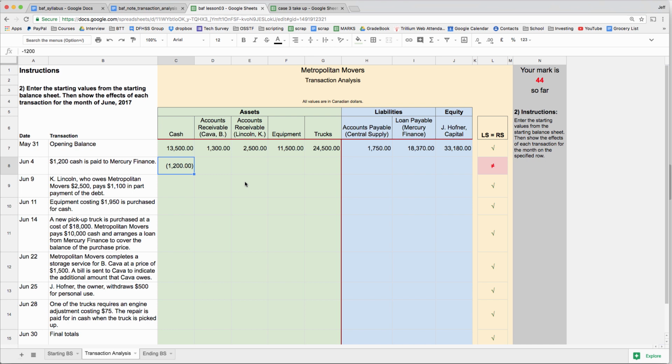Well, it has less debt because it just paid $1,200 to Mercury Finance. Why would it do that? Just for fun? No, because it's paying off some of its debt. So we have less debt. Debt goes down. That's a minus $1,200 on the right side of the equation, and the line balances.